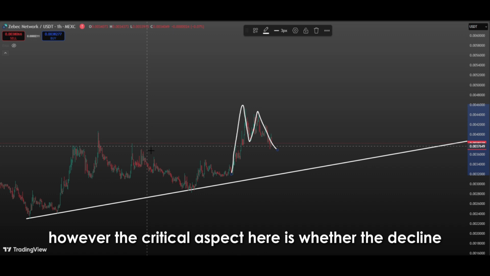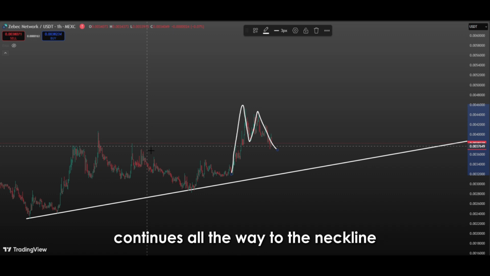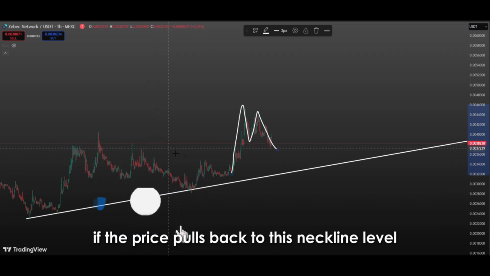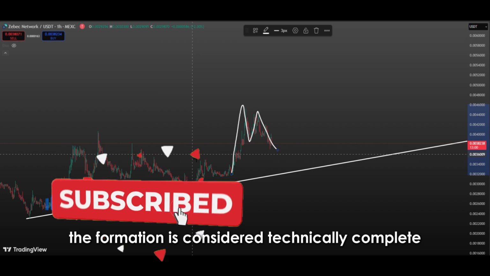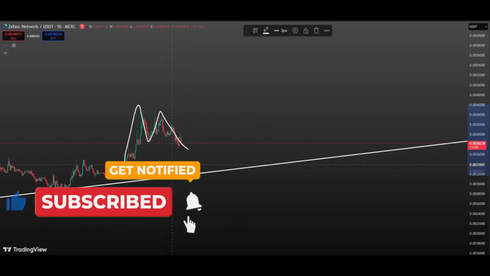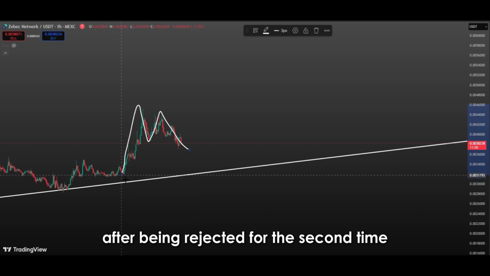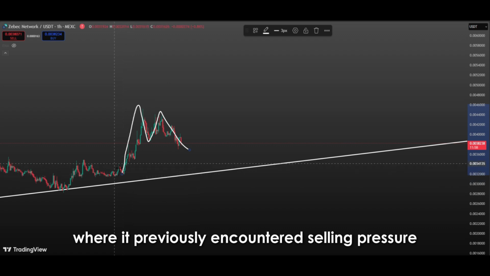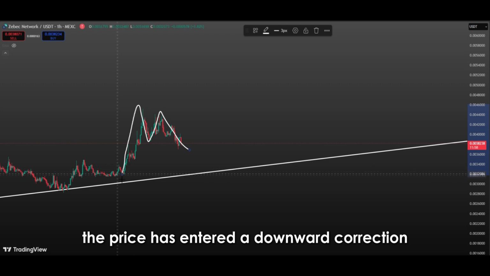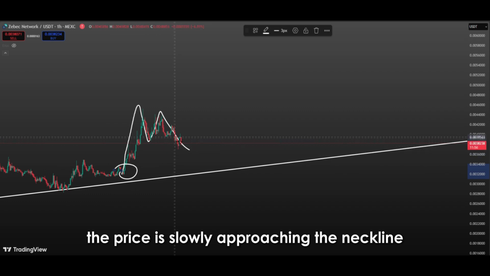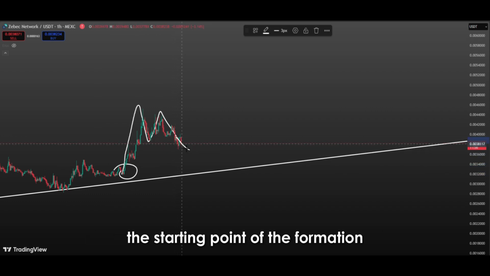However, the critical aspect here is whether the decline continues all the way to the neckline. If the price pulls back to this neckline level, the formation is considered technically complete. In the current chart setup, a similar scenario appears to be playing out. After being rejected for the second time at the resistance level where it previously encountered selling pressure, the price has entered a downward correction. This move indicates the formation of the second top. At this stage, the price is slowly approaching the neckline, the starting point of the formation.